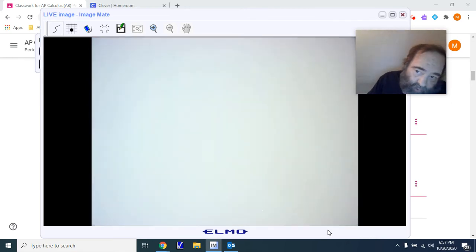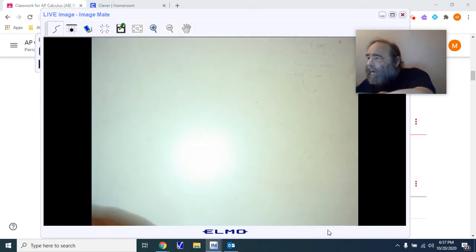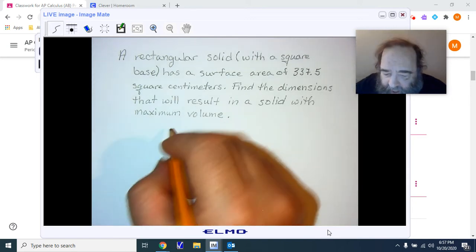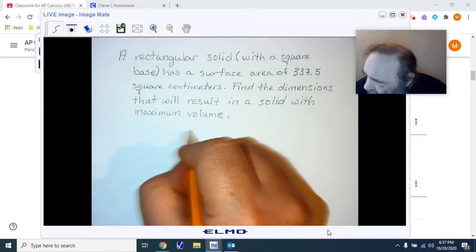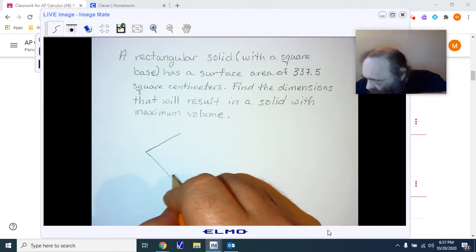Let's take a look now at a more difficult word problem. A rectangular solid with a square base has a surface area of 337.5 square centimeters. Find the dimensions that will result in a solid with a maximum volume. So the first thing I want to recognize is that I have a box. You notice I'm going to draw a picture of my box.